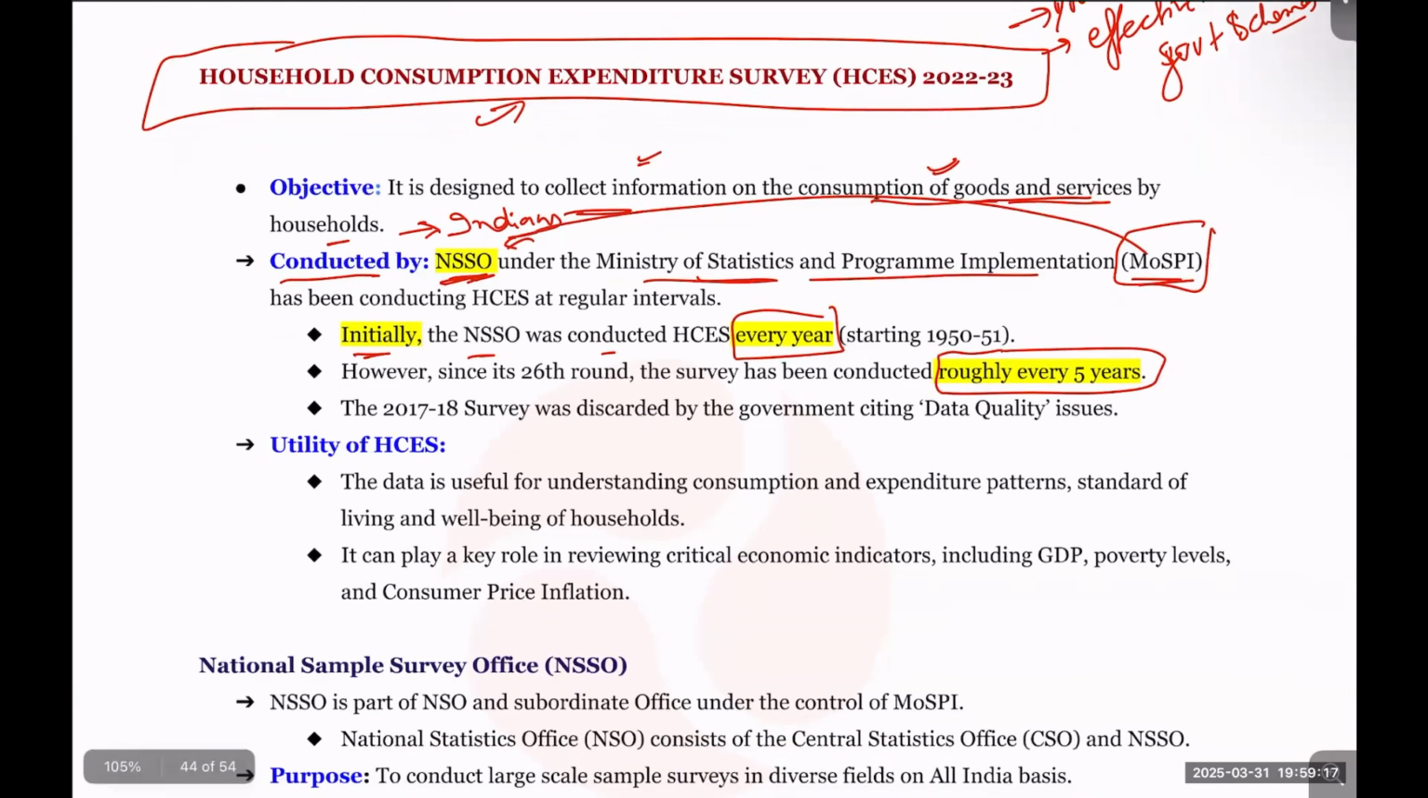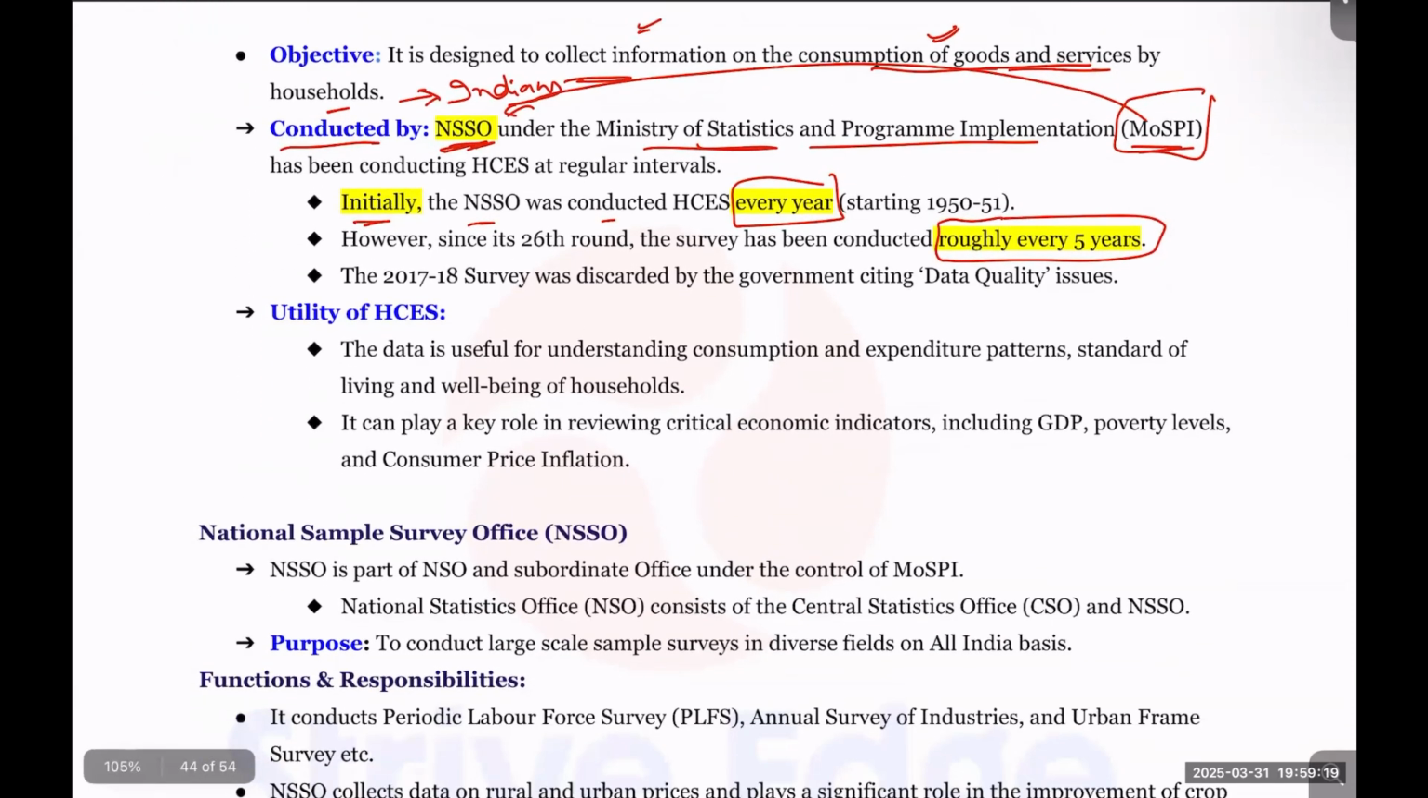You must also remember, for your knowledge, that the 2017-18 survey was discarded by the government. The government rejected the survey, citing data quality issues. In this survey, it was shown that consumption of poor households was decreasing. So it was effectively saying that the government is not effective in its working. That's why the government decided to discard this survey altogether.